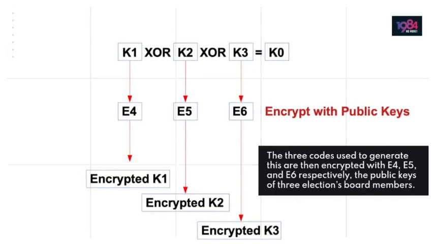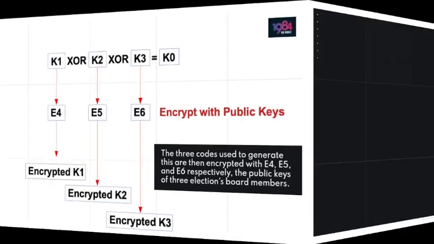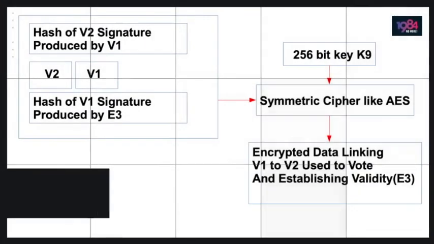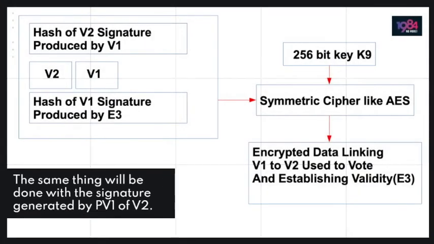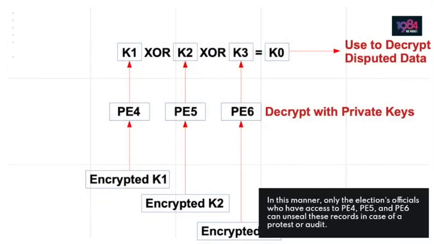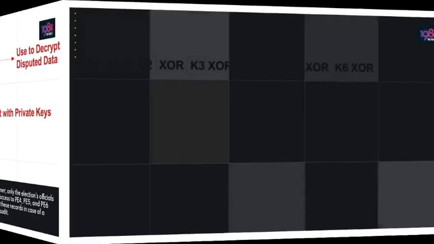The three codes used to generate this are then encrypted with E4, E5, and E6 respectively, the public keys of 3 elections board members. Then only the encrypted data is kept in the database, with everything else discarded. The same thing will be done with the signature generated by PV1 of V2. In this manner, only the elections officials who have access to PE4, PE5, and PE6 can unseal these records in case of a protest or audit.